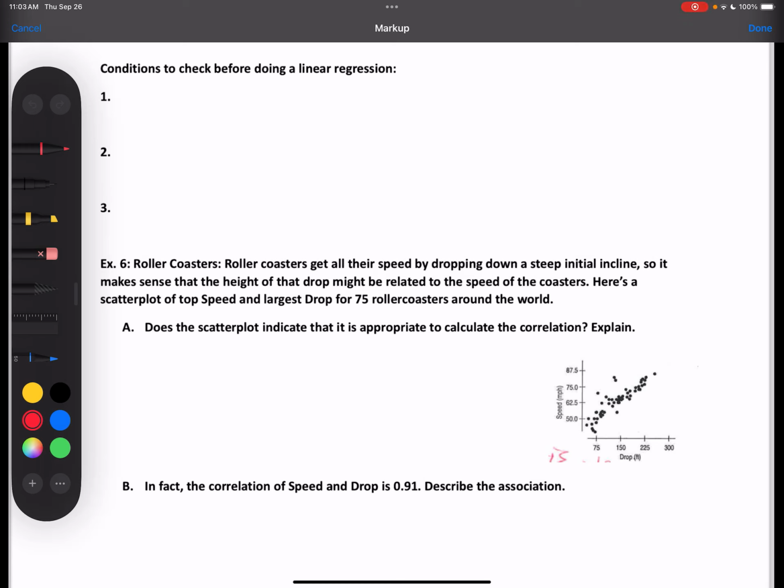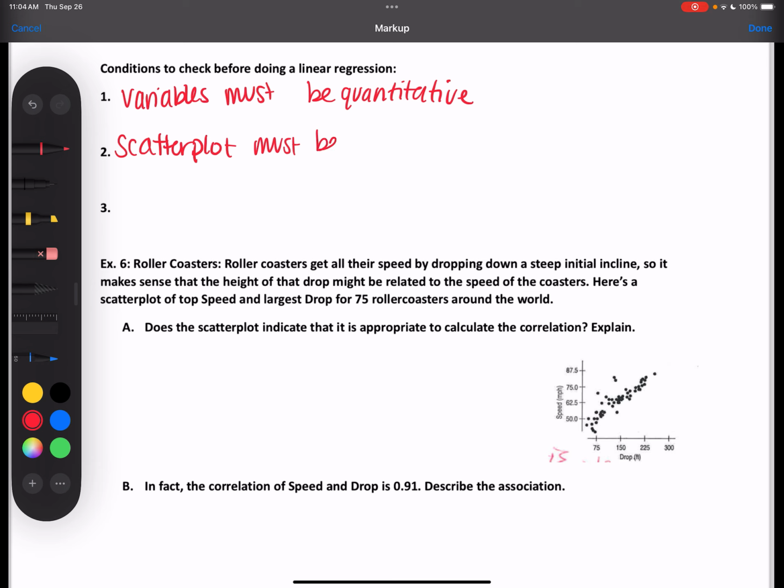Before doing a linear regression, the variable has to be quantitative. The scatterplot must be linear, and check for outliers. Give the correlation with and without outliers.